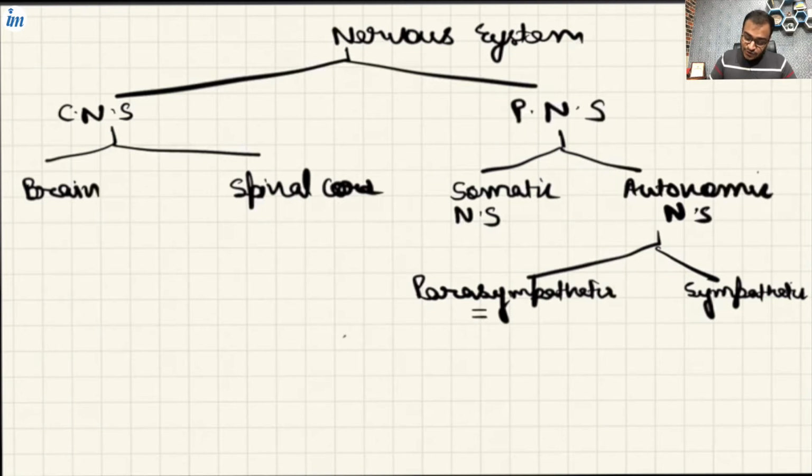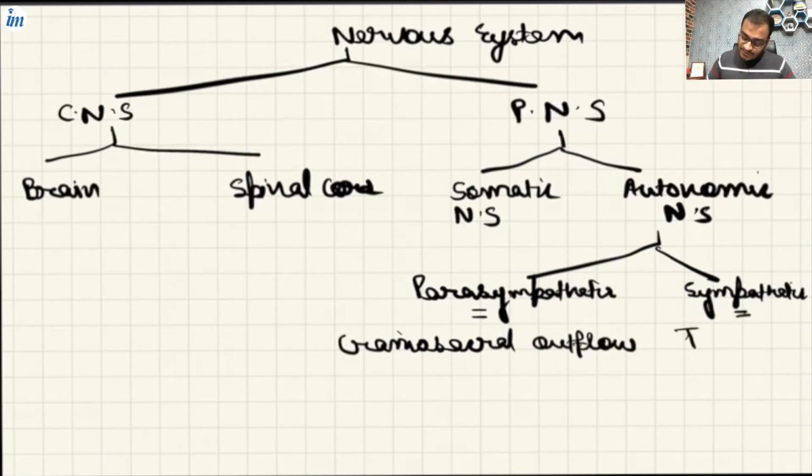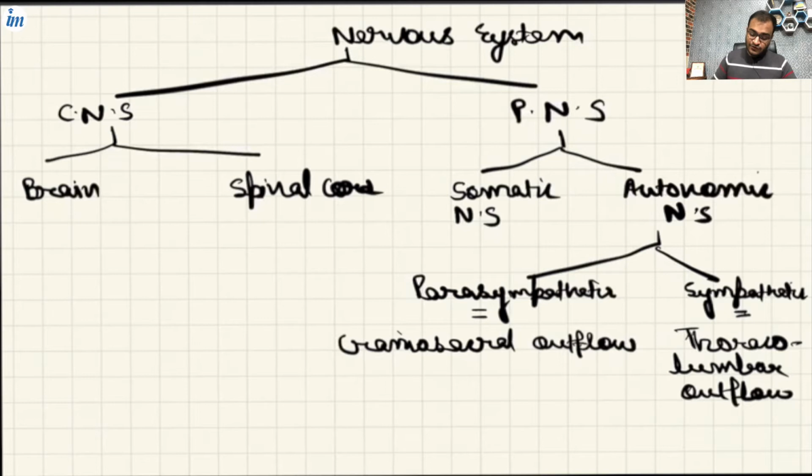The parasympathetic nervous system is also known as craniosacral outflow, and the sympathetic nervous system is also known as thoracolumbar outflow. One more thing we need to know in the nervous system is about the spinal nerves. Students, we have a total of 31 pairs of spinal nerves. How many? 31 pairs of spinal nerves.